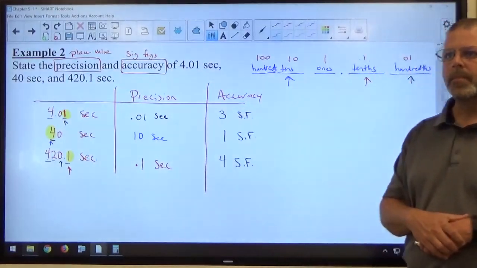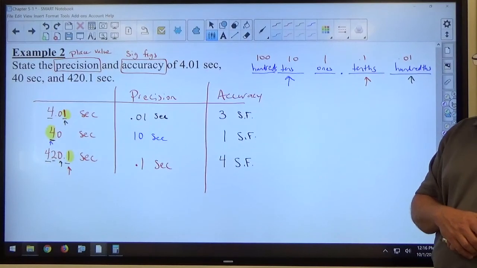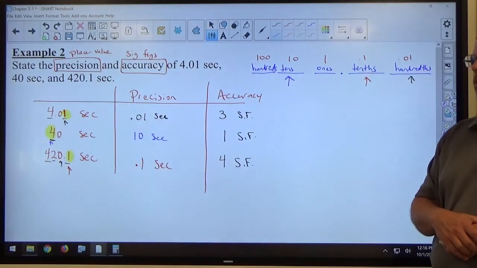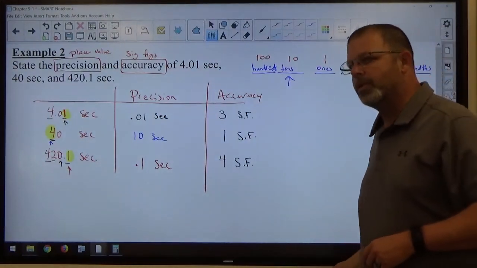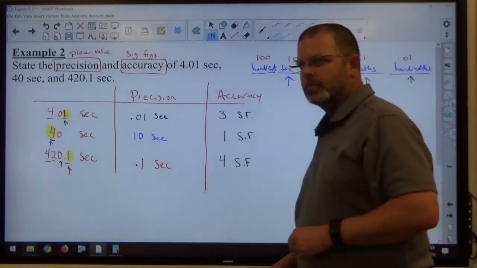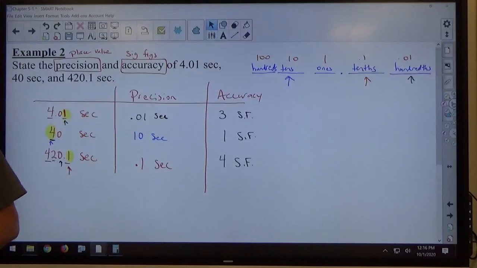Why can't you just put 100 so it means the same exact thing? Because precision's about what you're measuring, so you want to make sure you're in the unit that you're talking about. So you always put the unit with precision. Okay. So you can use the Nike rule on that one. Just do it. All right?